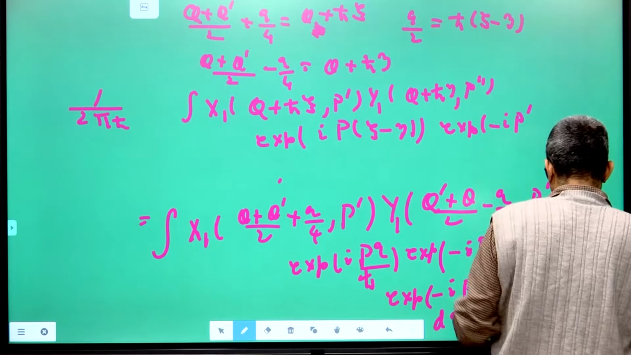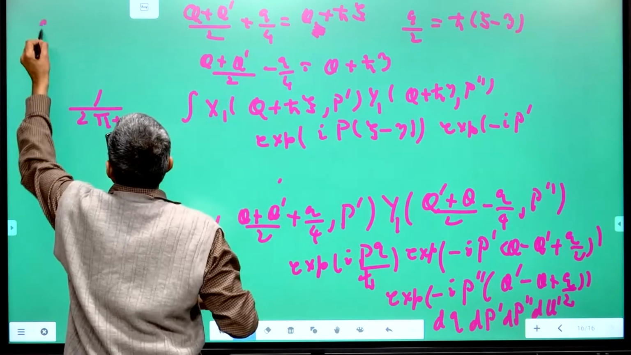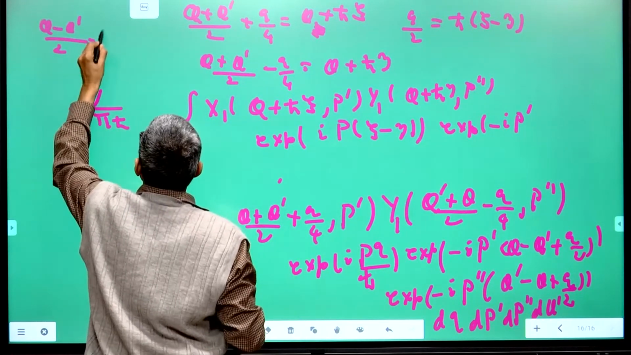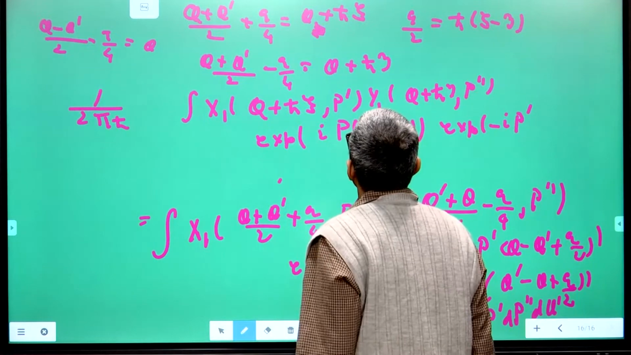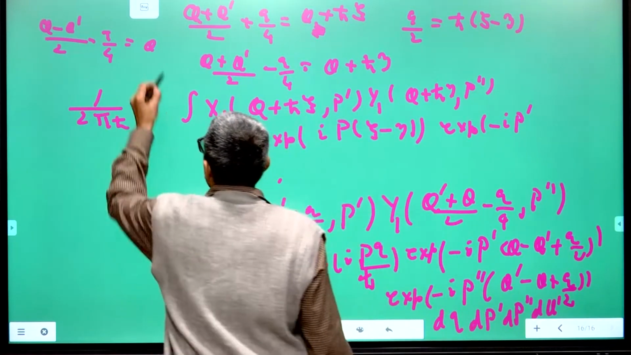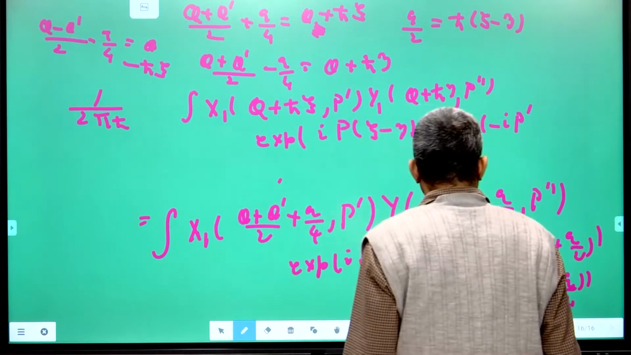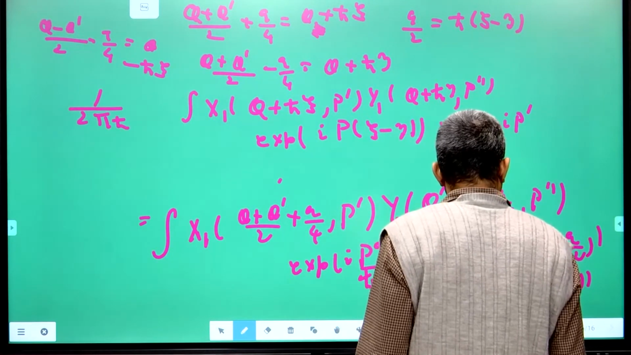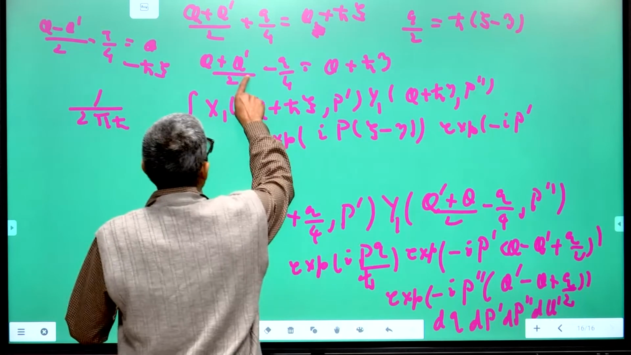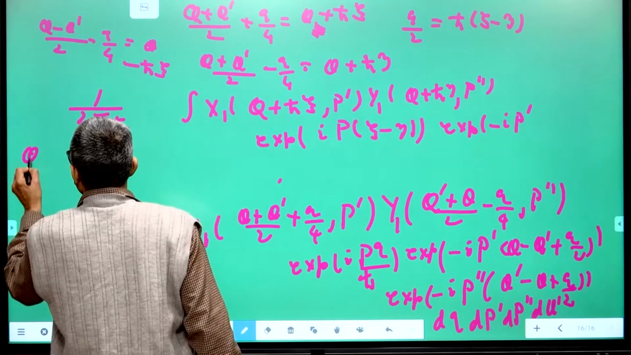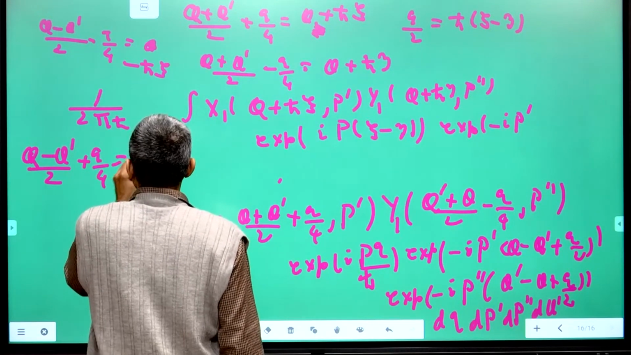And here you will get exponential minus i p dash, then q minus q dash plus q by 2. What is q minus q dash plus q by 2? If you subtract both sides from q, I get q minus q dash by 2 minus q by 4 is equal to this is q minus this, which is h xi, this is minus h xi, right. Similarly, if I subtract both sides of this equation from q, what do I get? I get q minus q dash by 2 plus q by 4. That is equal to minus h eta.